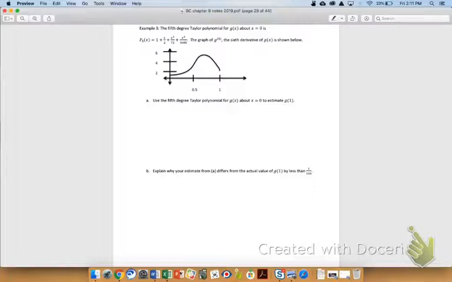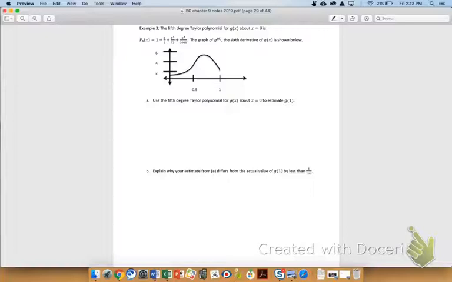It says the 5th degree Taylor polynomial for some completely unknown function g of x. We don't have a clue what it is. This is a little bit more realistic. Usually these Taylor polynomials come out in real world examples, and we have to deal with them, and we don't even really know what the function was that made this. We're just going to call it g of x. So this 5th degree Taylor polynomial is up there. It says the graph of the 6th derivative of g is shown below. So part A says use the 5th degree Taylor polynomial for g of x about x equals 0 to estimate g of 1.